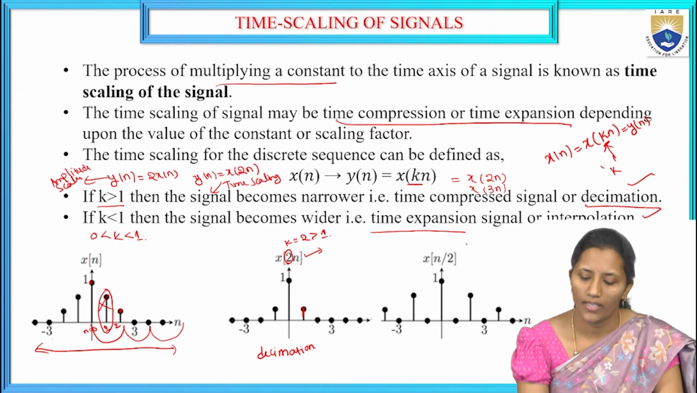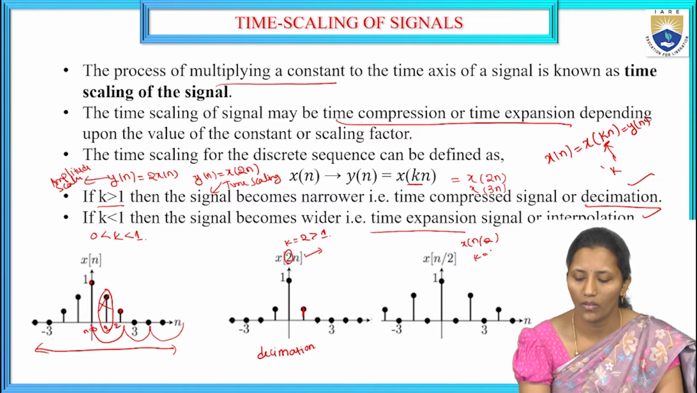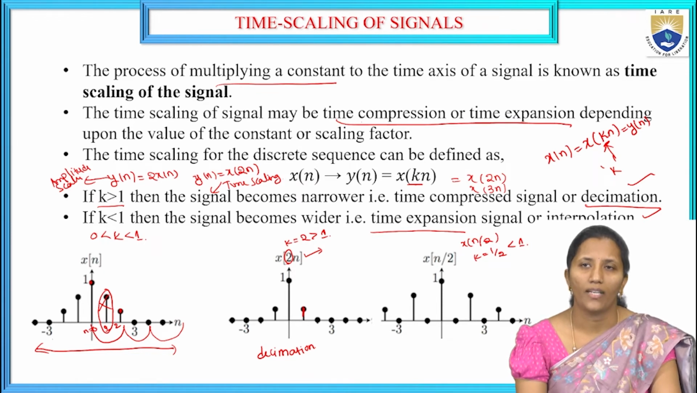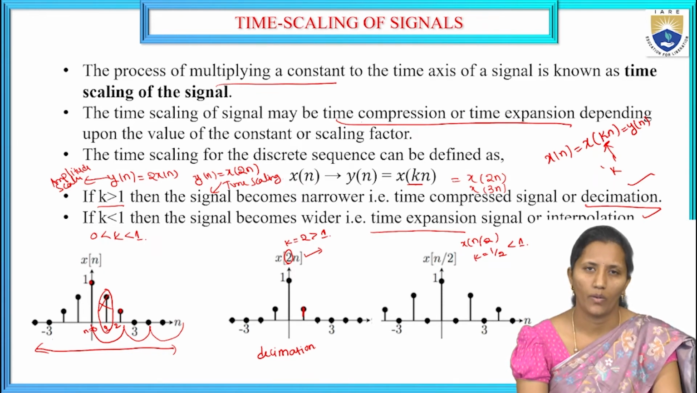Whereas, if we consider x of n by 2, here k is equal to 1 by 2, which is less than 1. So, it comes under interpolation. The time expansion signal we are going to get for x of n by 2.